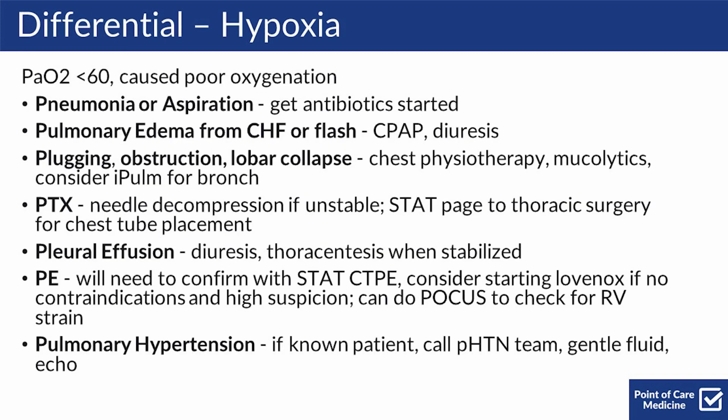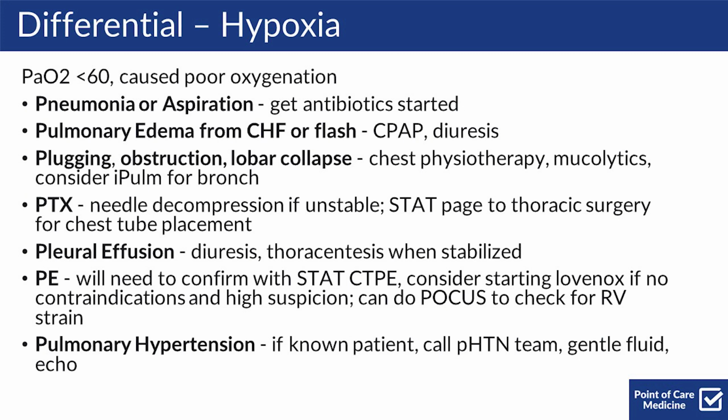For your differential for hypoxia, which again is a PaO2 less than 60 and is caused by poor oxygenation, be thinking about pneumonia or aspiration, in which case you should get antibiotics started. Think about pulmonary edema from congestive heart failure or flash, and in these cases you can do CPAP or diurese the patient and also address their hypertension if it's present. Think about plugging, obstruction, or lobar collapse. Things you can do for this include chest physiotherapy, mucolytics, and consider IPULM for a bronch.